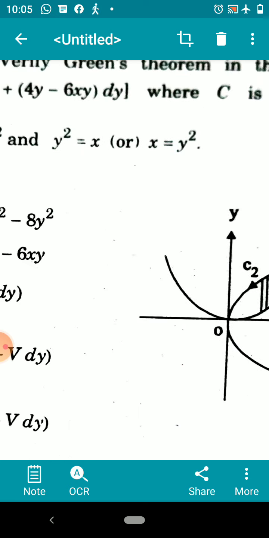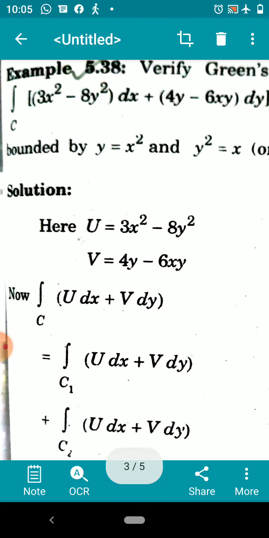So it is lying on the x and y axes. Let us take u equal to 3x squared minus 8y squared and v equal to 4y minus 6xy.